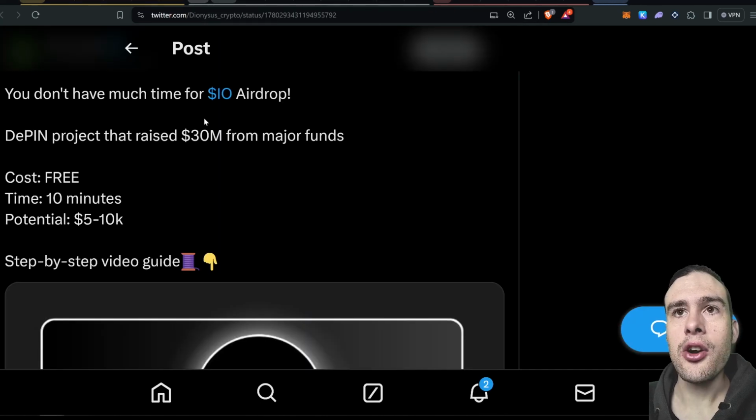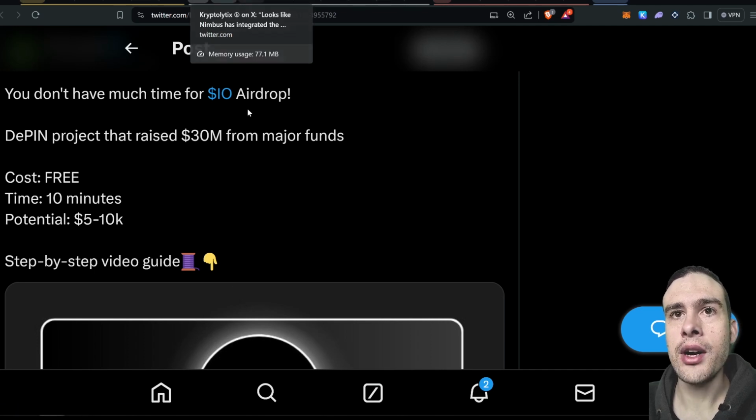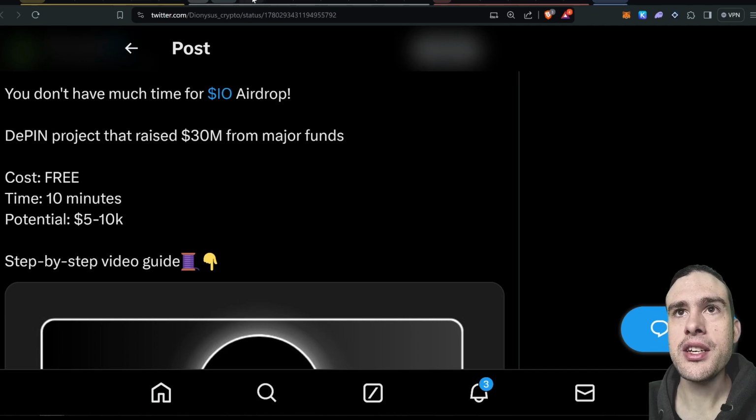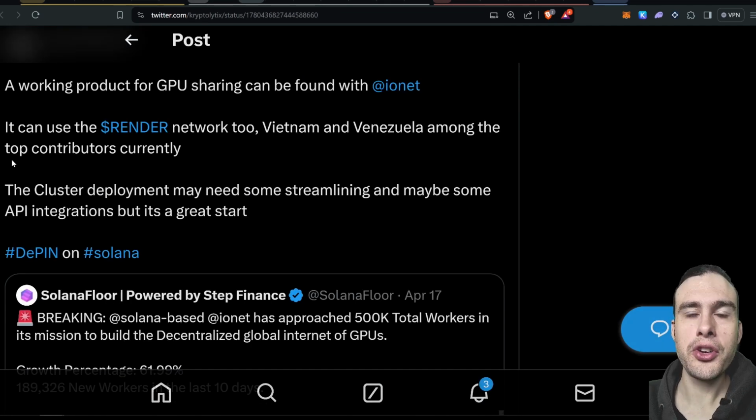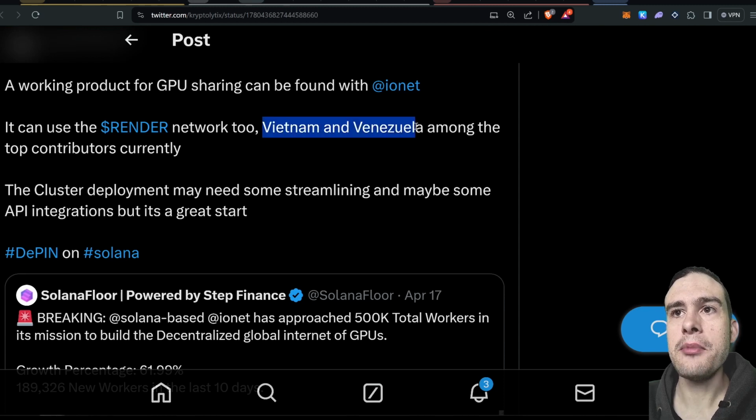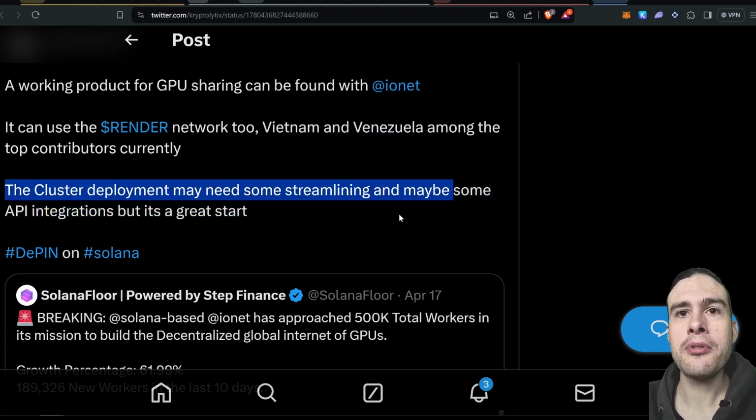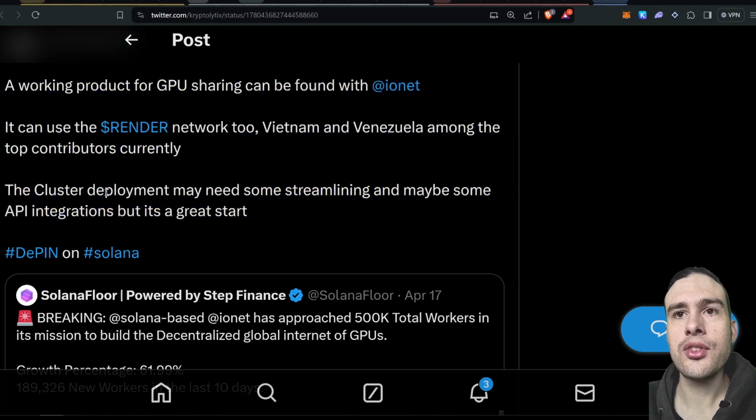So there is an IO airdrop coming. I actually did deploy onto IO. It's a bit of a clunky process, and I covered it here. But you can deploy to Render Network as well. So you can deploy to IO Network and Render Network. From what I could see, Vietnam and Venezuela have deployed the most out of all of them in terms of the clusters. When you deploy, it is quite a clunky process, so you probably want to read the docs. In terms of the deployment, there's no guarantee that you'll get selected. So even if you deploy and leave your computer on, there's no guarantee that you'll even get picked.